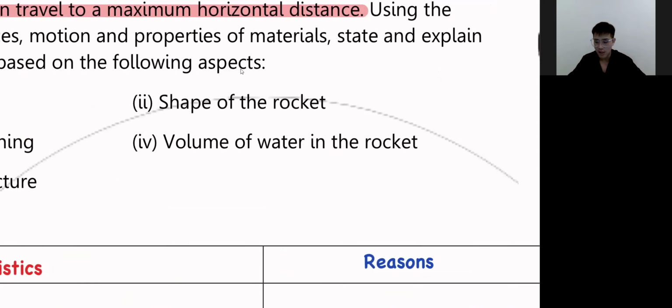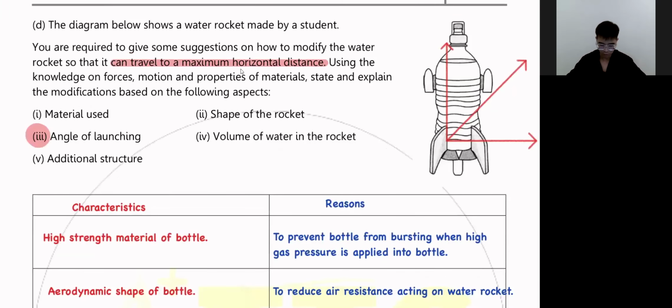Should we fill the water to the entire bottle or not? Like 100% of the bottle? Or how many percent of water should we fill in the rocket? Do you guys know? According to studies, filling the water into the rocket, 1/3 of the volume of the rocket is actually the best ratio.